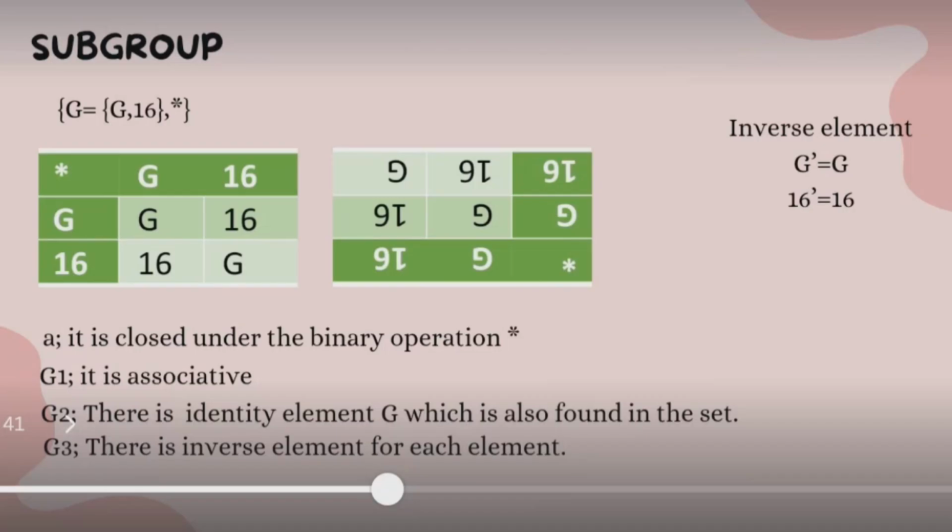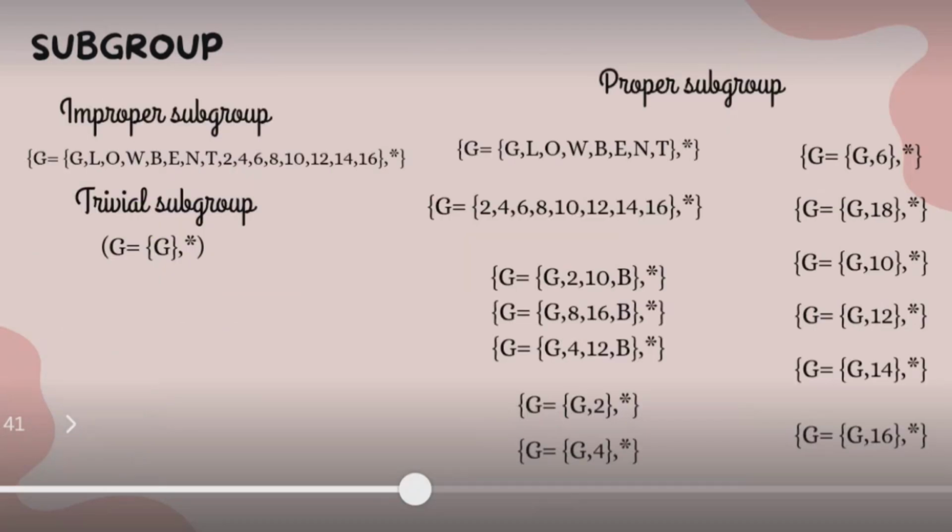So, the improper subgroup is the table itself. For our trivial subgroup, it is the identity element. And for the proper subgroups, it is the set of G, 2, 4, 6, 8, 10, 12, 14, 16, and of course, the sets that have 4 elements and the sets that have 2 elements.